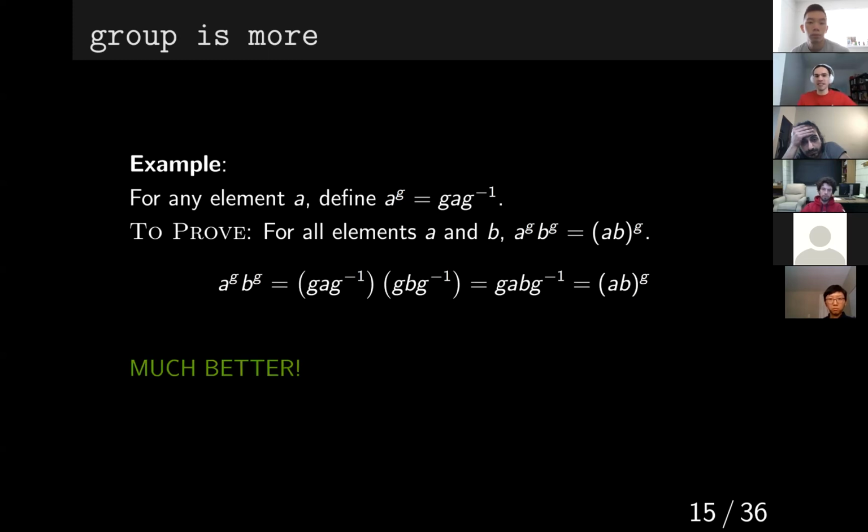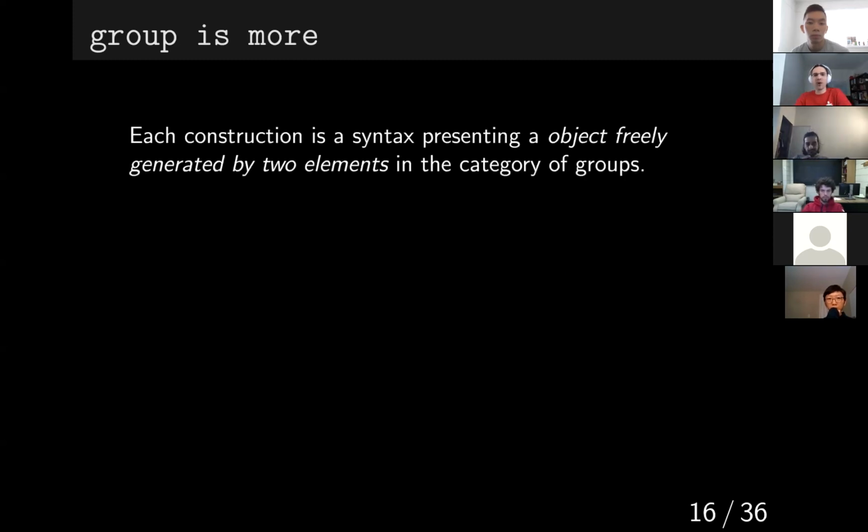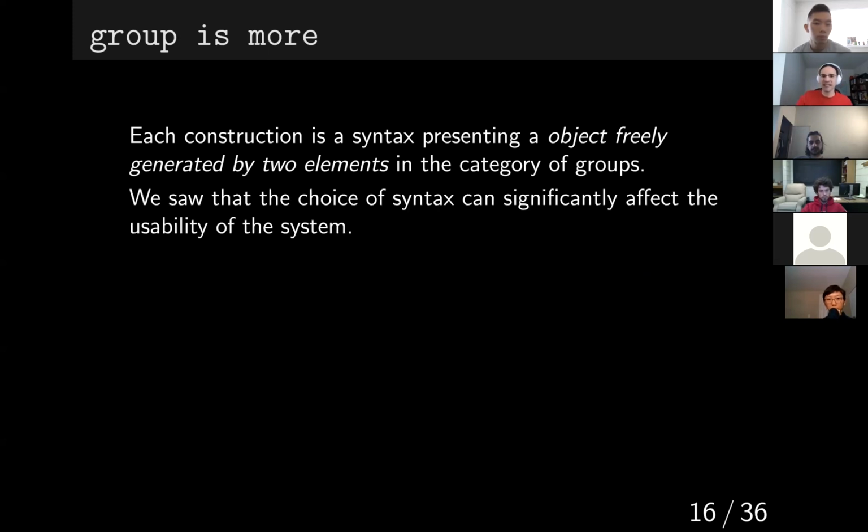We've taken this specific syntactic construction and we've proven enough properties so that this argument makes sense and formally translates into an argument about any group. So the way that you construct your syntactic object matters. With a better syntactic model, you get much nicer arguments and a much more usable formal system. So in this construction, we constructed an object freely generated by two elements in the category of groups, and we saw that the choice of syntax can significantly affect the utility of the system.